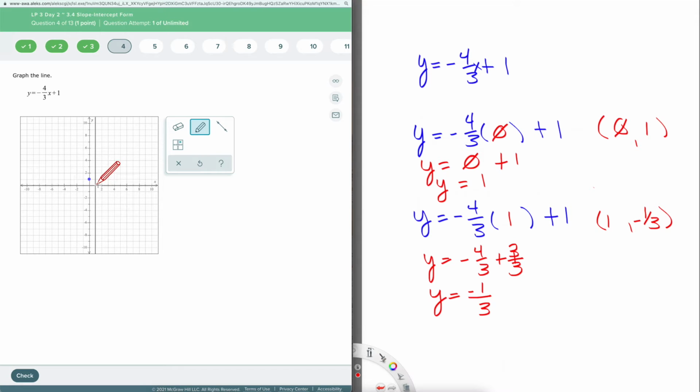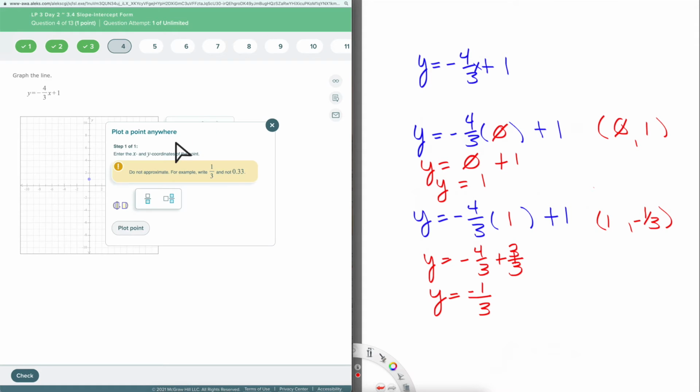I can't actually stop in between. So when I have a fraction or a decimal, what I need to do is go to this point here, and it actually has 1/3 as an example. So I'm going to go 1 for my x, that's what I chose, and -1/3. So if you notice, it's actually putting it there already.